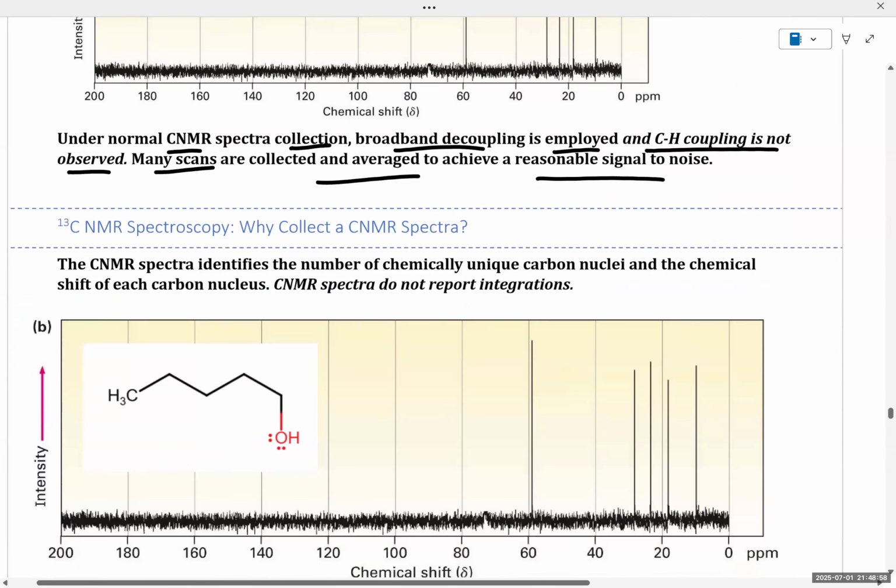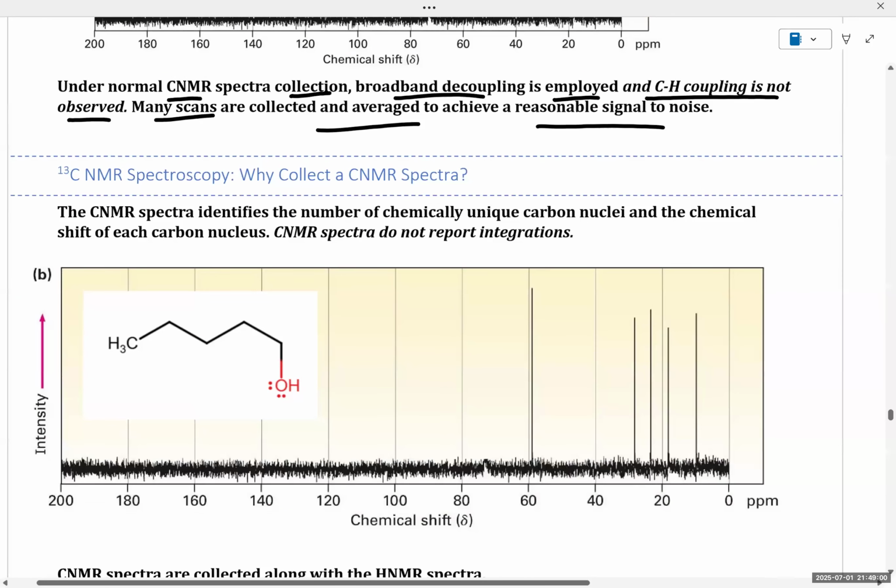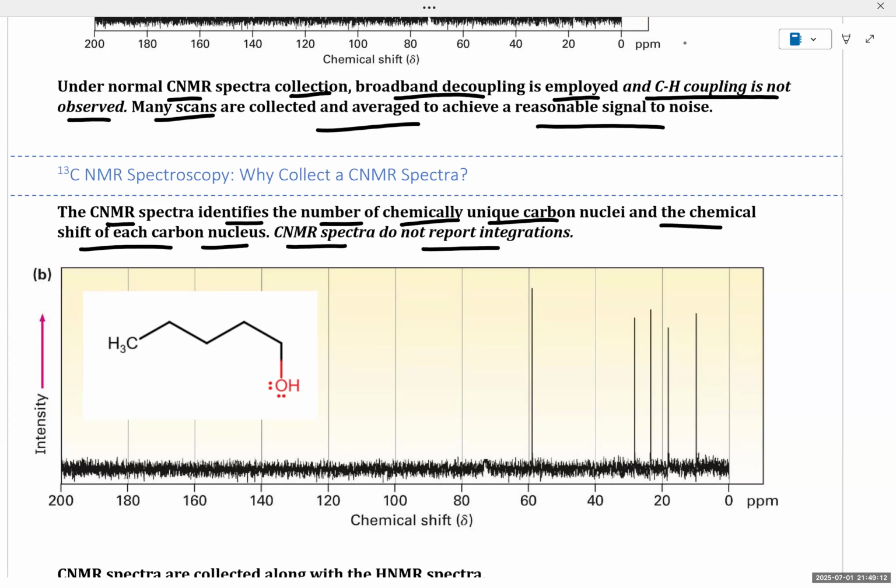So for those wondering, why should I collect a carbon NMR spectra? The carbon NMR spectra identifies the number of chemically unique carbon nuclei and the chemical shift of each carbon nucleus. Carbon NMR spectra do not report integration, but they're nonetheless incredibly useful for identifying and differentiating carbons.